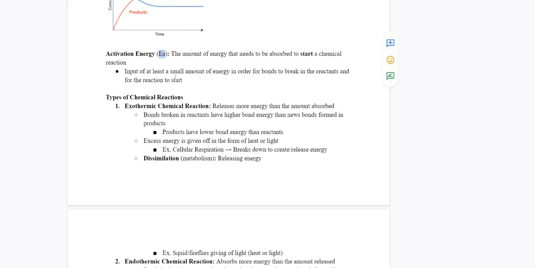So just think about it as the opposite. It's the input of at least a small amount of energy in order for bonds to break in the reactant. So by breaking the bonds, it causes the chemical reaction to happen.